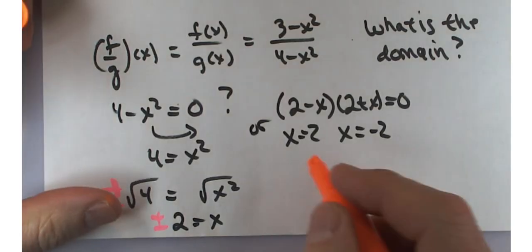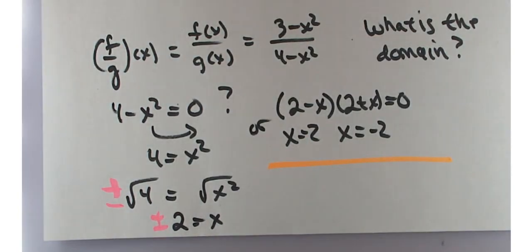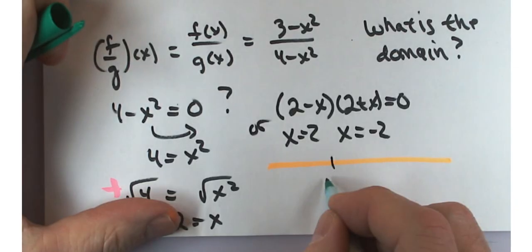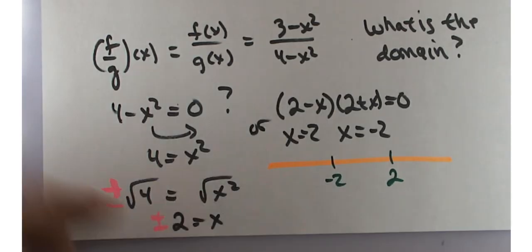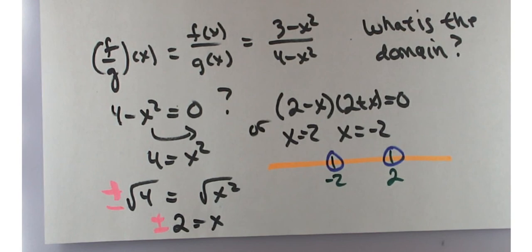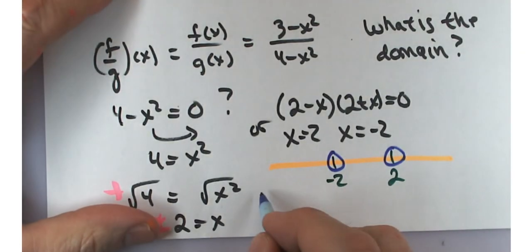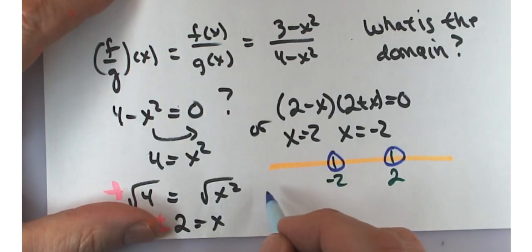So let's put those on a number line for ourselves. Just kind of a small one here. And negative 2 and 2. Let's put little hollow dots on each of these. We don't want those points. We want everything else. So in terms of interval notation, which is likely what WebAssign is going to ask for you, let's see. What would this first interval be? Lena? Oh, minus infinity, comma, minus 2 in parentheses.